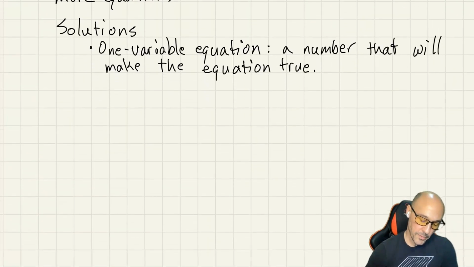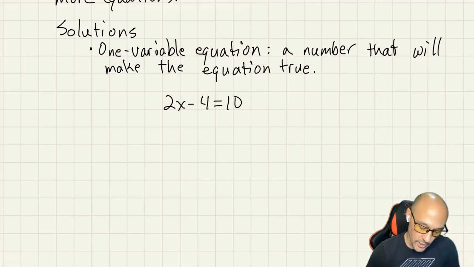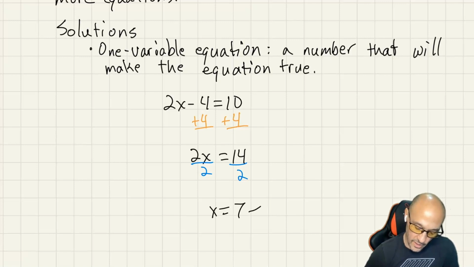So you can think of something like 2x minus 4 equals 10. And if we're going to solve that equation, I think add 4 would probably be the best thing to do. So you get 2x equals 14. And then after that, we can divide both sides by 2. And we get x equals 7.